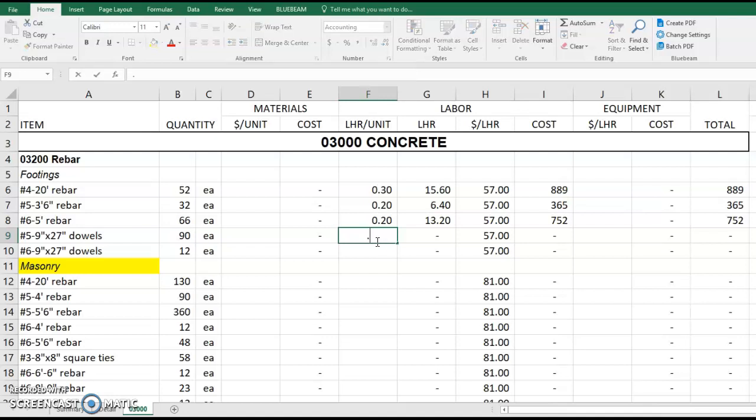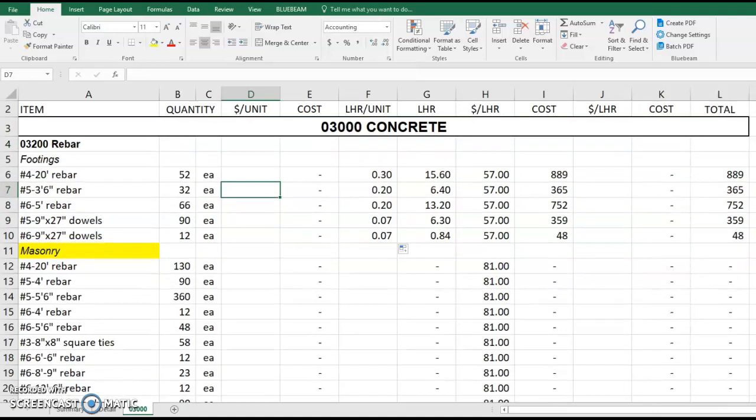We'll use 7 cents on that one, and it's going to be 0.07. I think we can drag this one down to the next box there. Okay, so that is in my footings. My footings, these are not vertical. Hang on a second here.